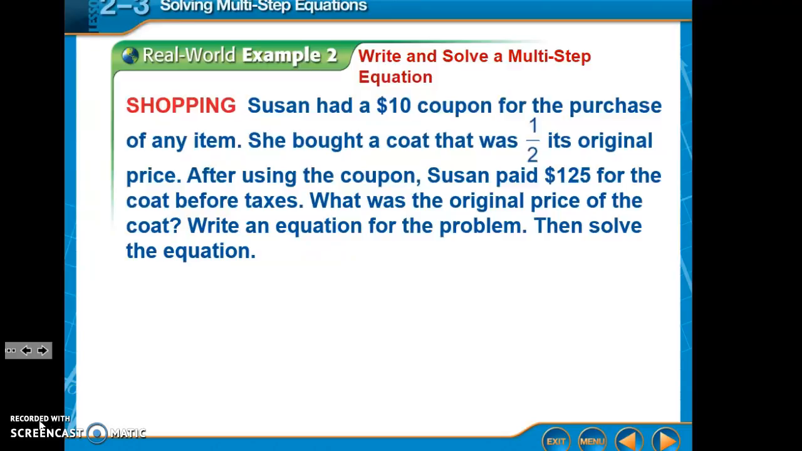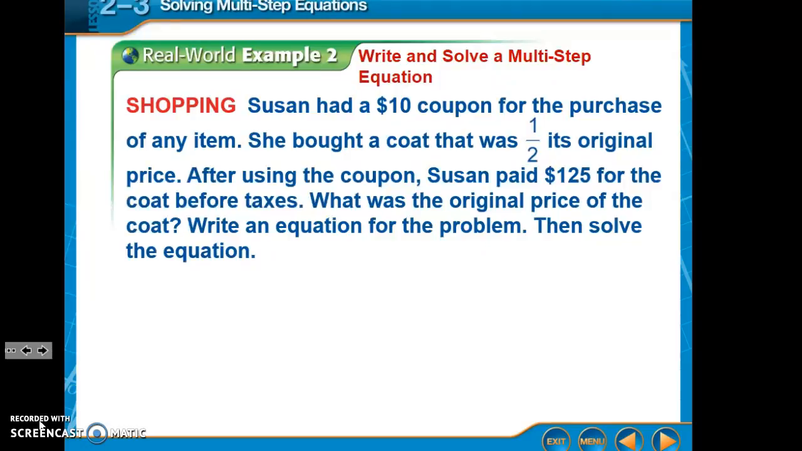Alright, so let's look at this word problem. Susan had a $10 coupon for the purchase of any item. She bought a coat that was half its original price. After using the coupon, Susan paid $125 for the coat plus taxes. What was the original price of the coat? Write an equation for the problem, then solve the equation.